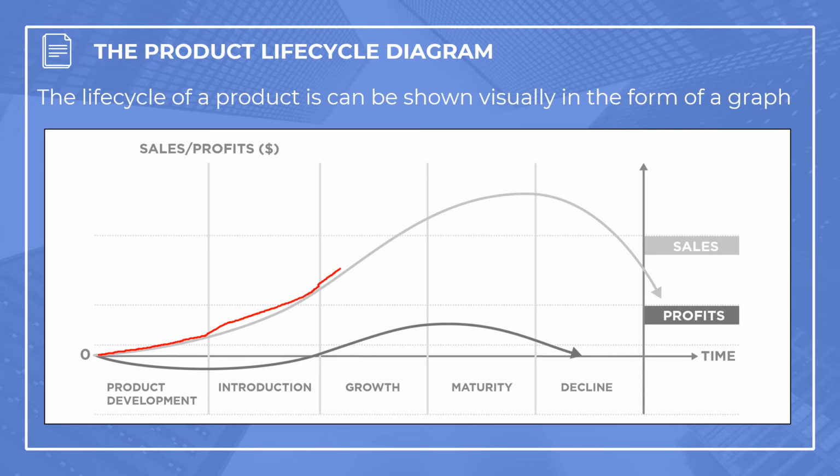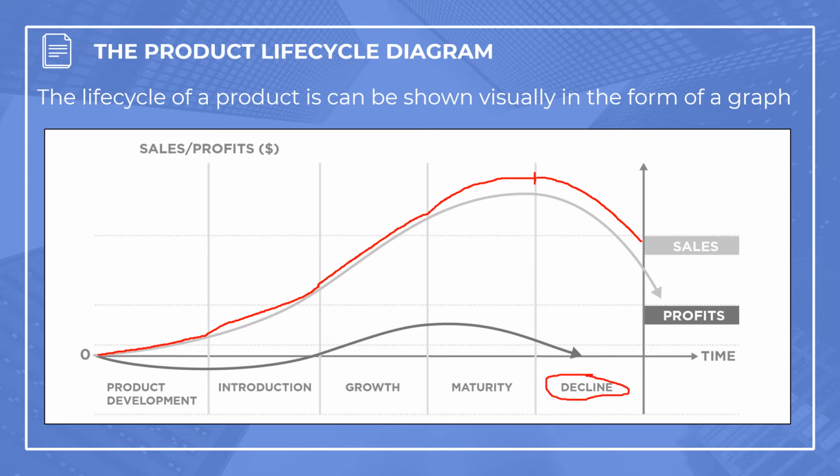Then we start to grow, so we really start to see a big increase in sales. And then when we're the market leader, we have a big rise of sales at the top, and it usually peaks and then starts to take a decline. And when the sales start to drop again, it is called a decline.